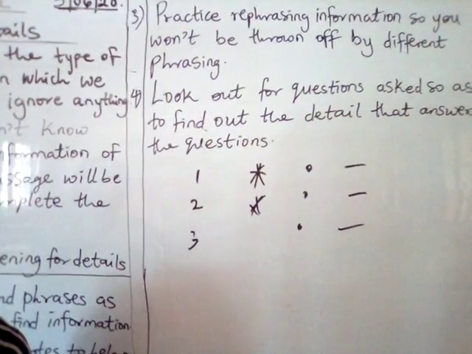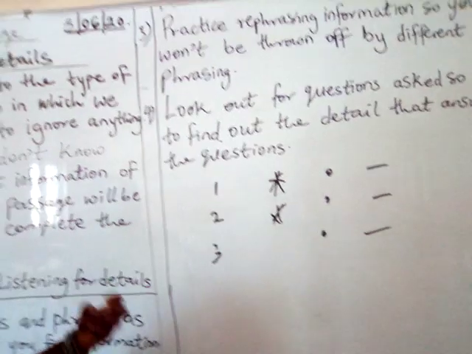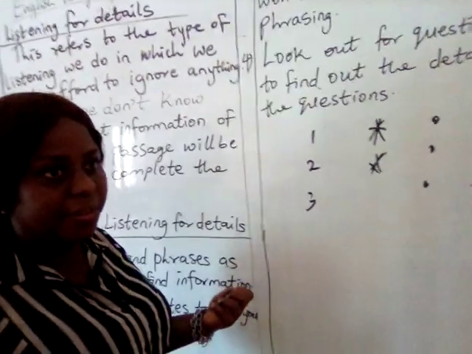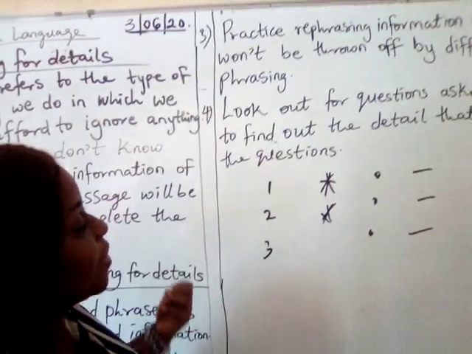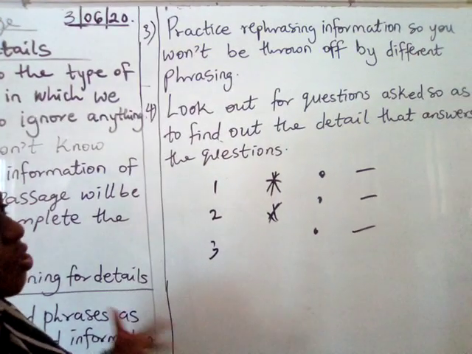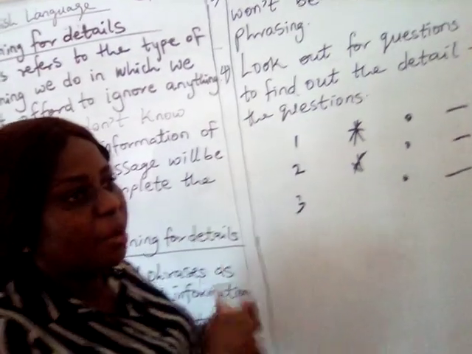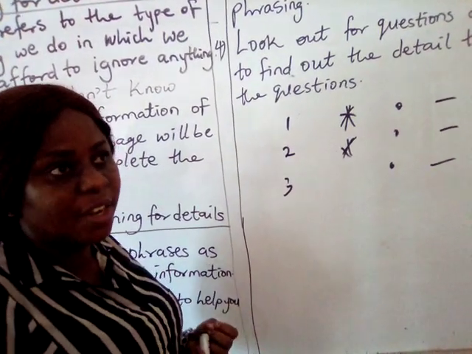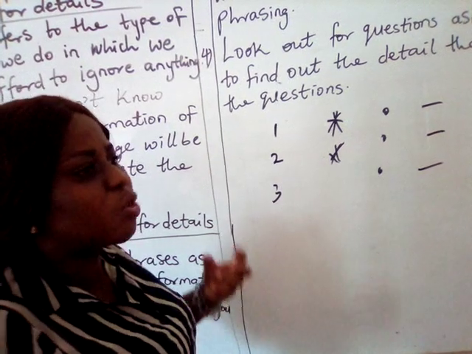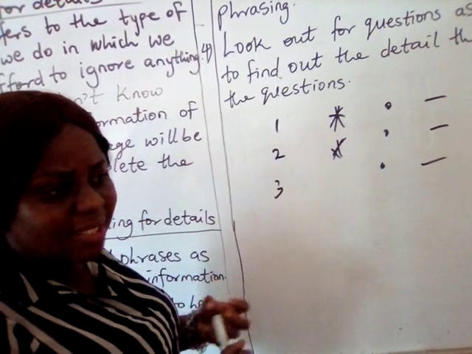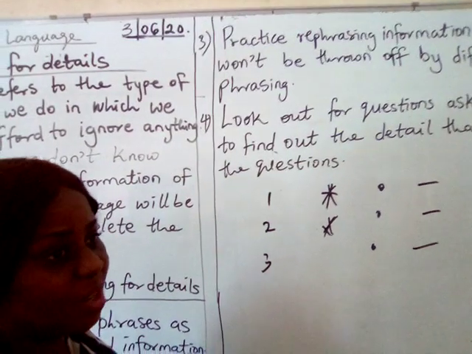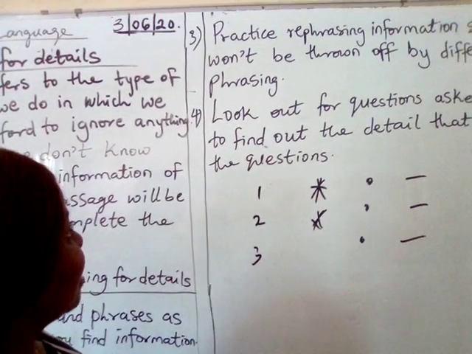Then thirdly, practice rephrasing information so you won't be thrown off by different phrasing. When you are listening, try sometimes to memorize whatever you are hearing. If it's an ongoing address or an ongoing listening activity, you may not be able to pause whatever the person is saying. But at some point, try to remember some words and rephrase them on your own. That way you'll be able to understand the details which are given in that listening activity.